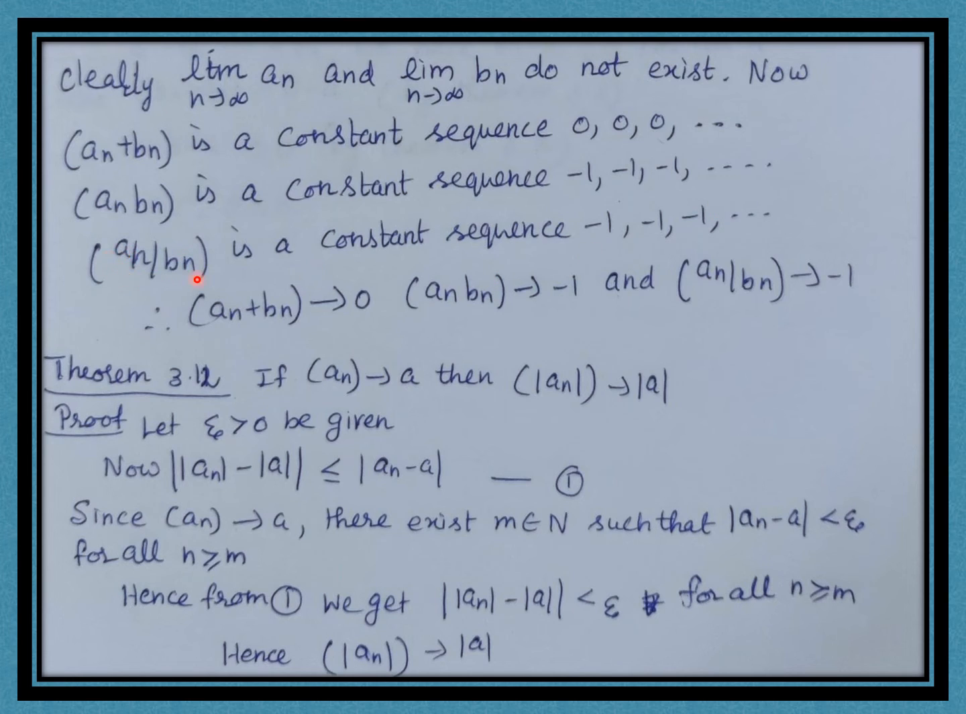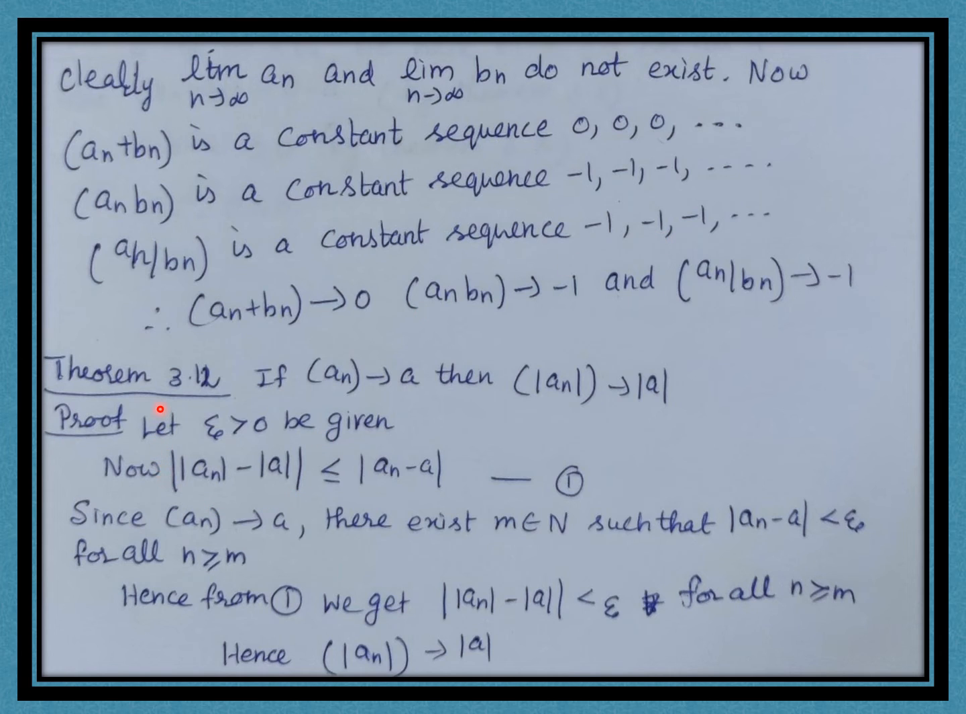When we take an by bn, the first term is going to be minus 1 divided by 1, therefore minus 1. The second term is going to be 1 divided by minus 1, therefore minus 1, and so on. Therefore, this is also converging to minus 1.